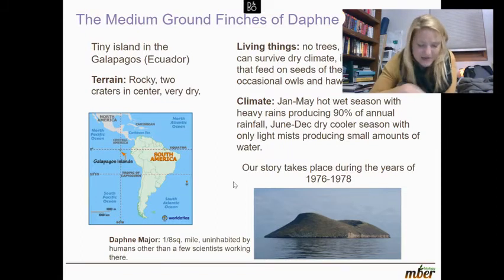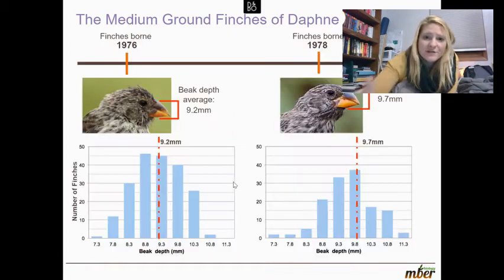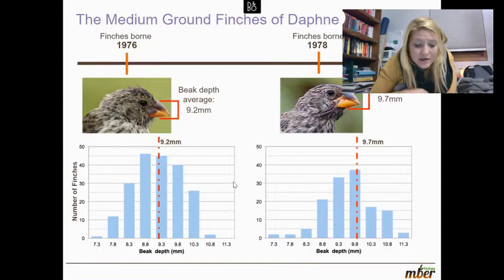So back to the reading on page 122. Daphne Major typically has a hot, wet season from January through May, with heavy rains producing 90% of the annual rainfall, and a cool, dry season from June to December, with only light mist producing small amounts of water. So what about the finches? Here we have some finches. We're looking at medium ground finches, and they get their name from the fact that most of their foraging, or their food, happens on the ground.